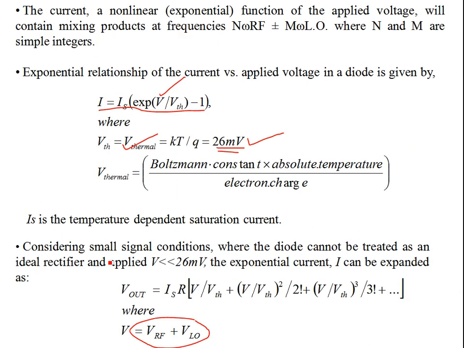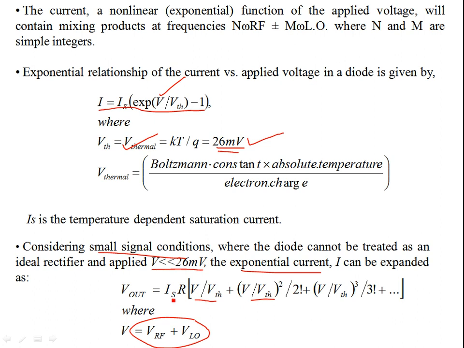So over here, for small signal conditions, we assume that the applied voltage V, that is VRF plus VLO, is a small voltage, and then this exponential current I can be expanded in series. If you expand the argument of the exponential, you have V over V thermal, then V over V thermal squared over 2 factorial, cubed over 3 factorial, and so on. You don't need to go on, because V is small, so the next higher terms are small.